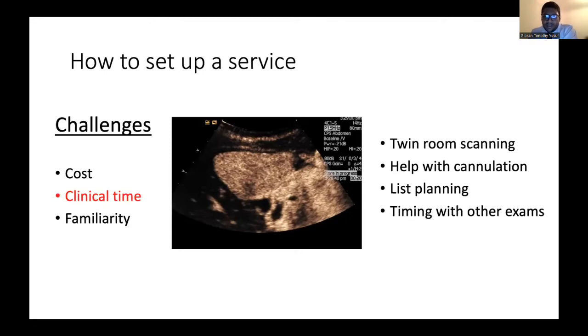There's also the consideration of timing with other examinations. A patient may be coming down for a contrast MRI of their head. You can then time that at the same time as their contrast ultrasound, and you can leave the cannula in. It takes away that step.